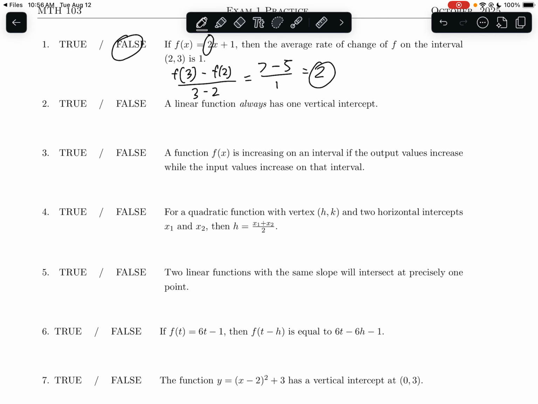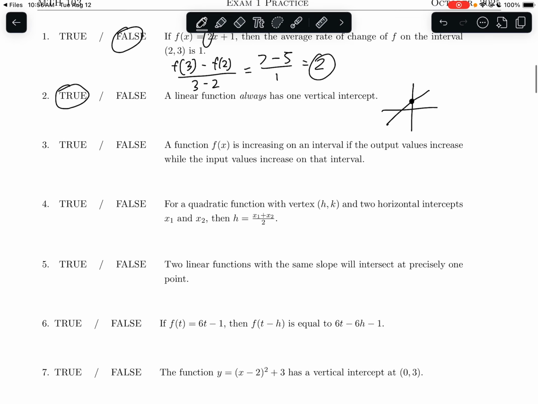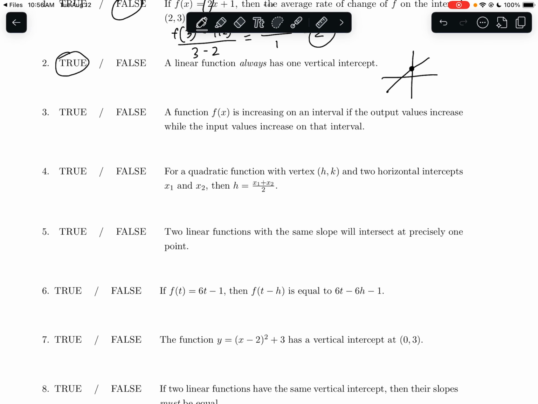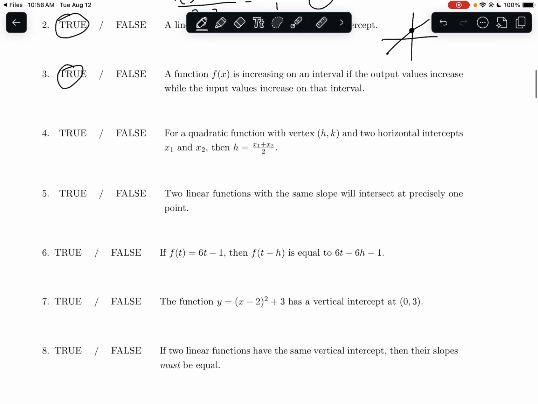Linear function always has one vertical intercept, that is true. And it's just wherever it goes through the y-axis. So yes, it always has one. A function is increasing if the output values increase while the input values increase. That's true. That's just the definition of what it means for a function to be increasing on an interval.